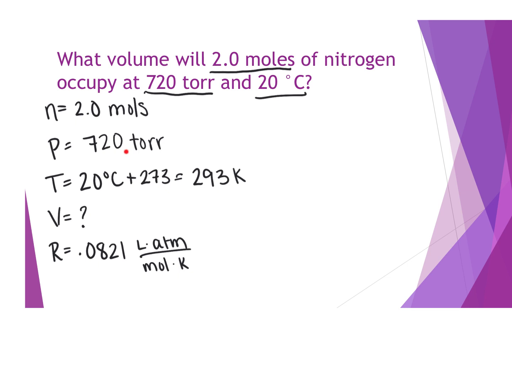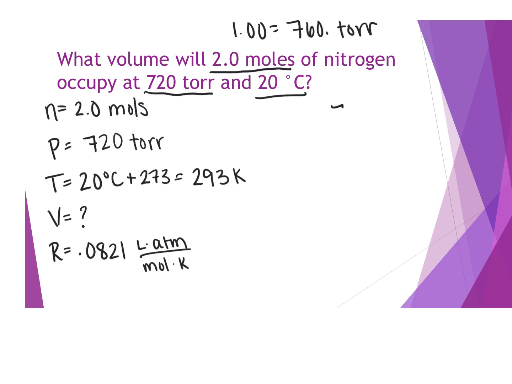We have to convert it. It can't stay in torr. If you look at the whiteboard, do you see my handwriting in purple up there? Those are our conversions for pressure. So for every 1 atmosphere, there's 760 torr. Can we use that to convert?